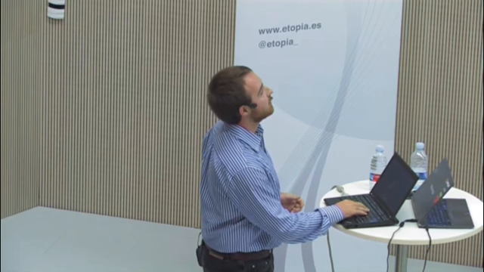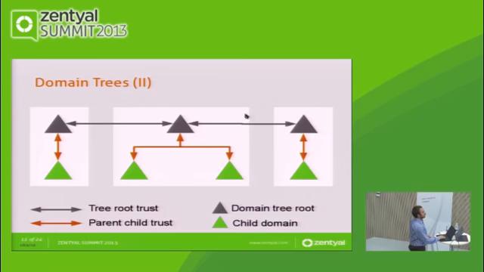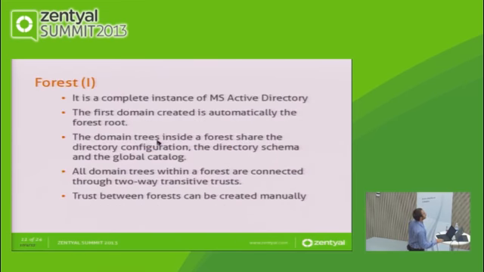This, for example, could be Zentyal.lan, but this can be, I don't know, domain1.com and domain2.com. All of them are inside the forest, but have different namespaces, DNS namespaces. And lastly, forests are complete instances of Active Directory that share some information between all the domains and domain trees. They share the forest configuration and the schema of the directory.